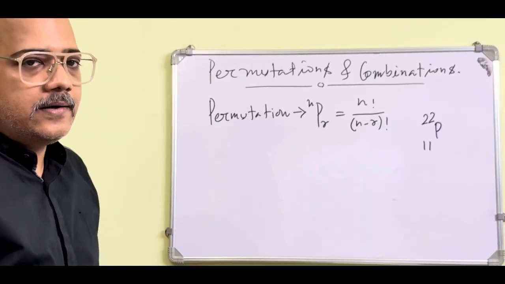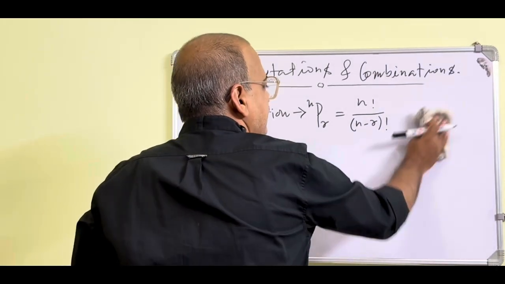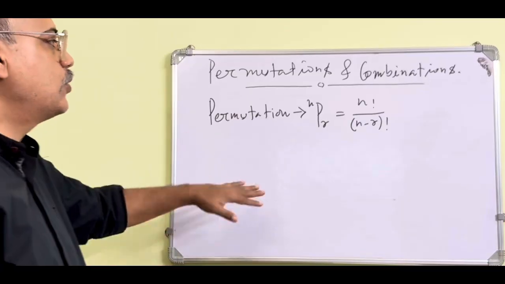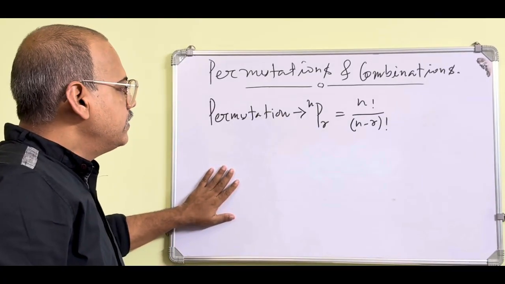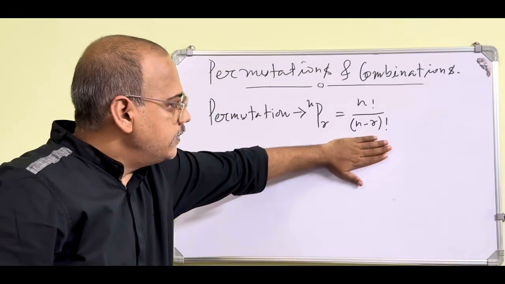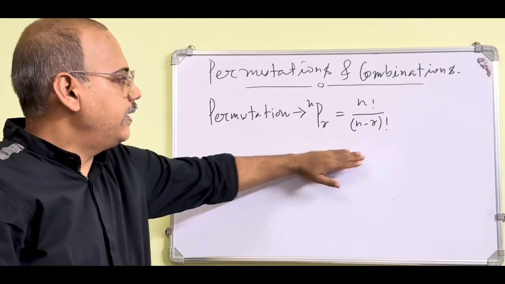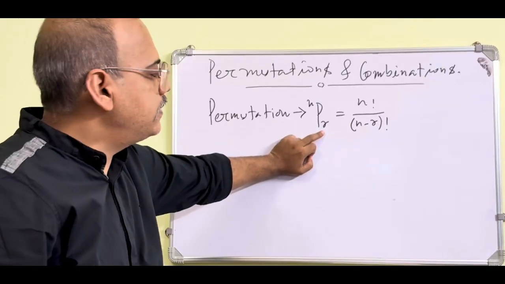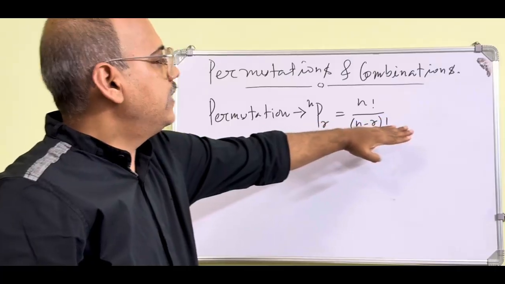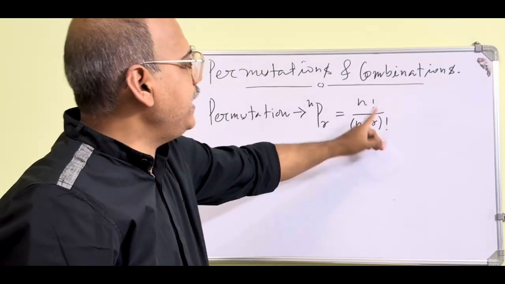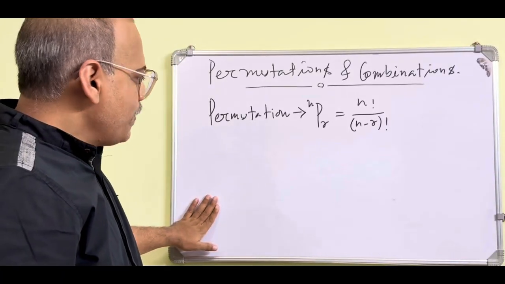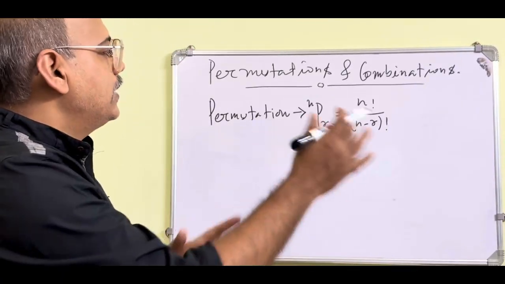We'll understand more in subsequent examples, so it will be much more clear. Before that, as I said, we must be curious where this comes from. If I need to choose r distinct objects from a set of n distinct objects, the total number of ways would be n factorial upon n minus r factorial. So let me solve this through an example.